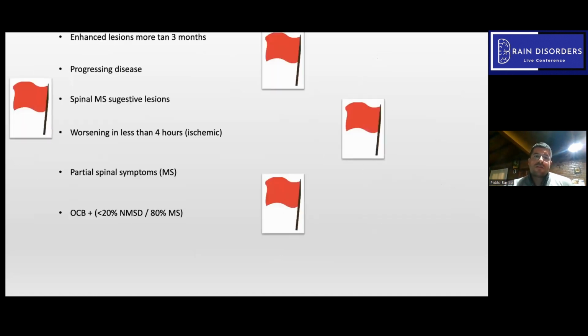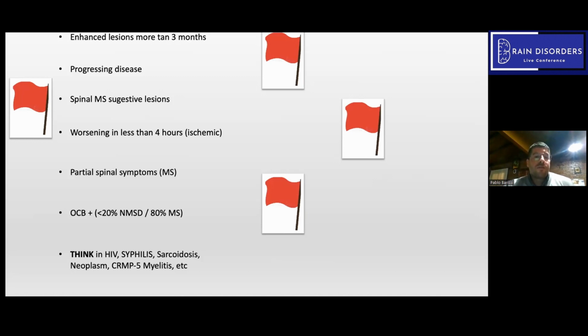So, the red flags. If we have some of these red flags, we have to rethink the diagnosis. In ancient lesions, more than 3 months, this could be a neoplasm. Progressing disease, also cancer, sarcoidosis, and other diseases. Spinal MS-suggestive lesions, like less than 3 vertebrae.